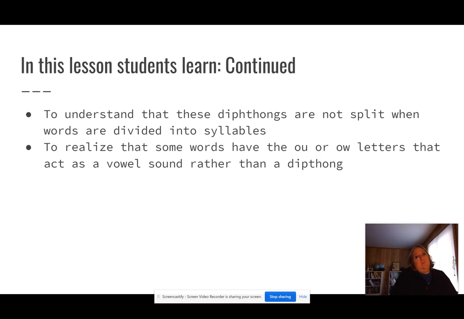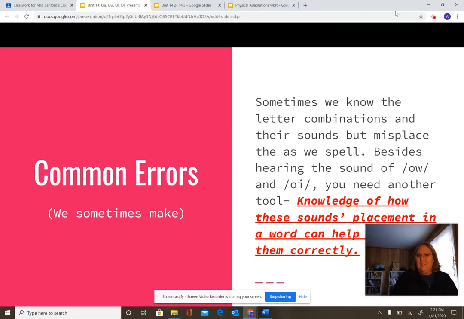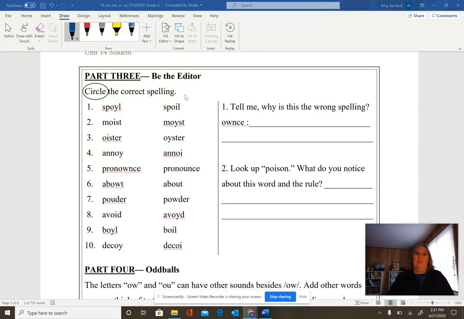And we need to realize that some words have the OU or OW letters act as a vowel sound rather than a diphthong. So I'm going to go ahead and show you a few common errors that we sometimes make: sometimes we know the letter combinations and their sounds, but we misplace where they're at. So if you have another tool of knowing the placement in the word, that can help you spell these words correctly.